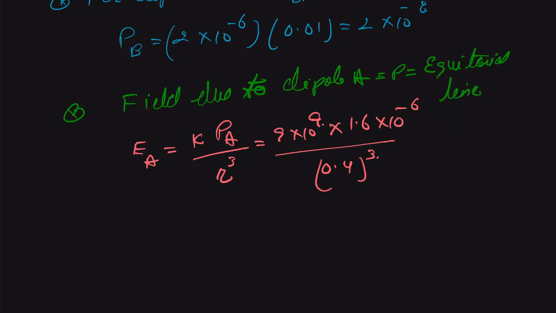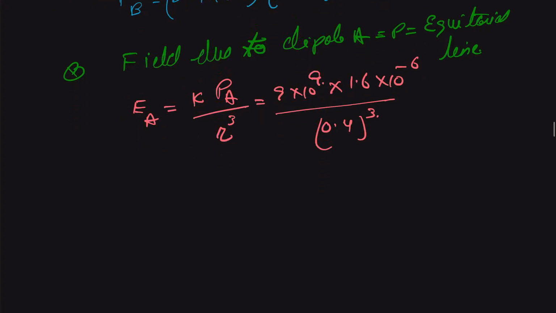And this will be approximately, I think, our EA will be approximately equal to 5.6 into 10 to the power 3.